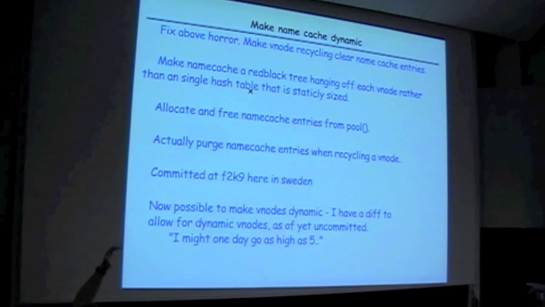Now that we have a dynamic name cache, that's in current, we're in a position where we can make an actual dynamic vnode implementation. So we can actually allow vnodes to grow and shrink rather than have them static. I have a diff that does that. It appears not to harm anything. I haven't committed it yet.